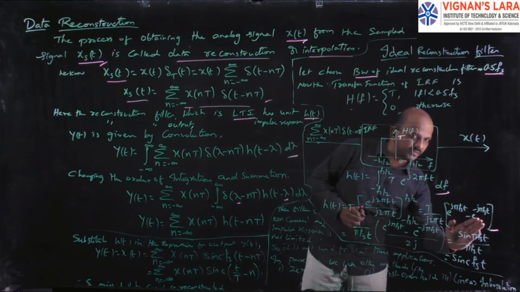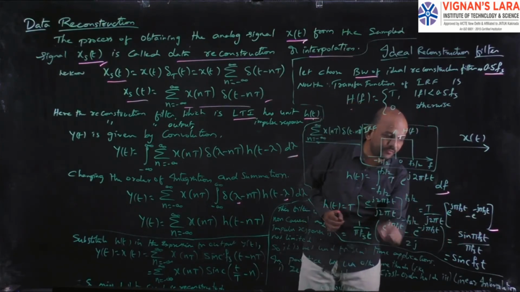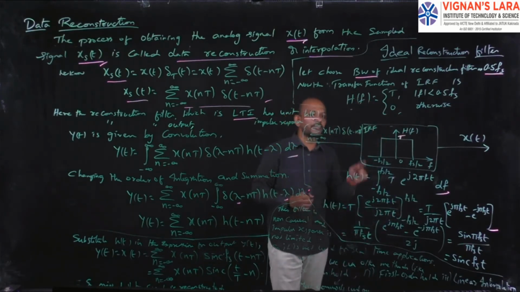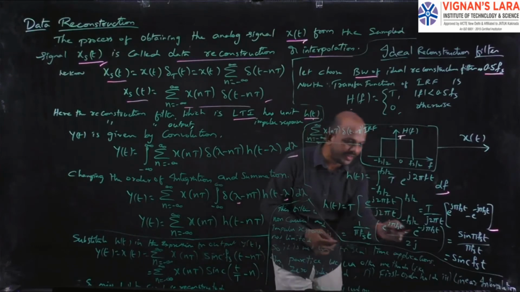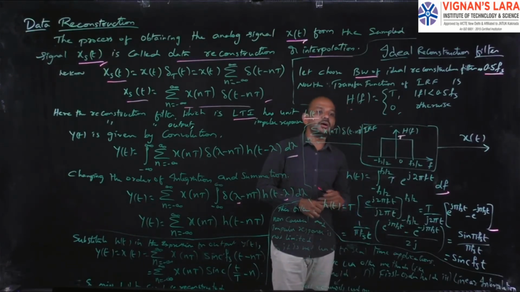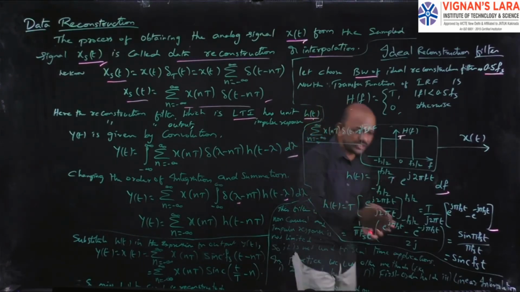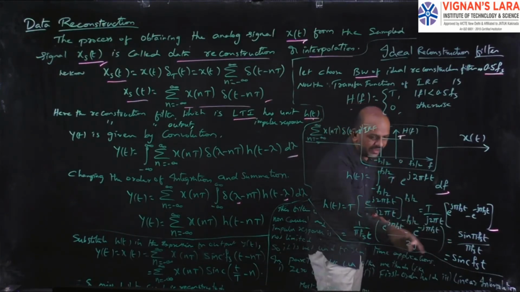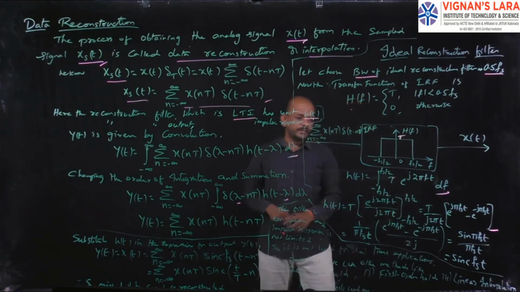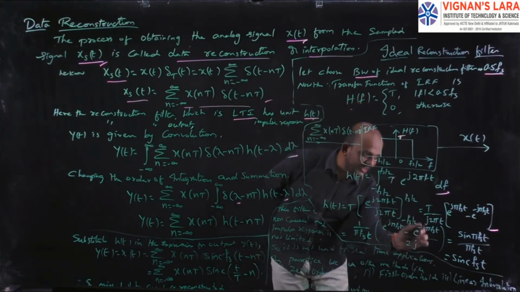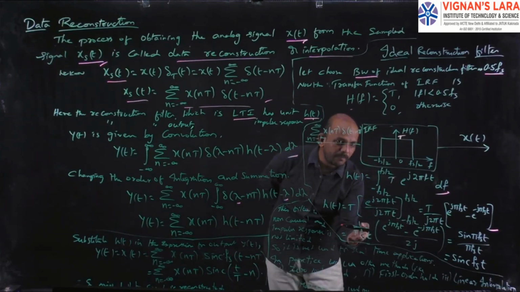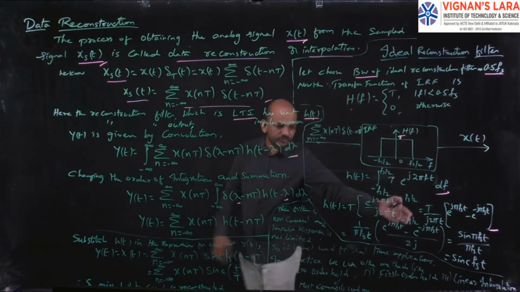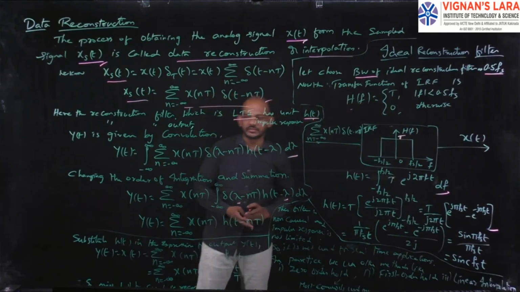I brought 2j inside because this is the formula for sin: e power j theta minus e power minus j theta by 2j will give sin theta. Using that formula I am writing this as sin pi fs t by pi fs t. Here I already have pi fs t, so sin pi fs t by pi fs t is nothing but a sinc function. We all know the sinc function, so I am writing it in terms of the sinc function.